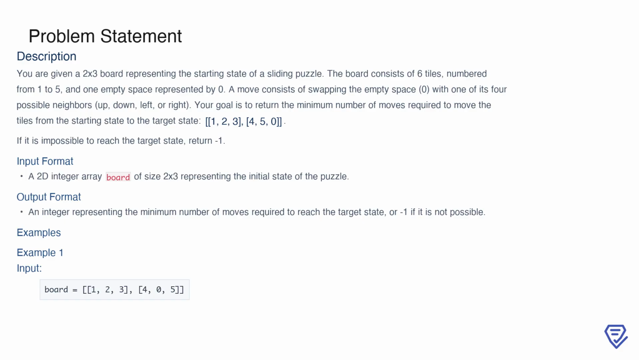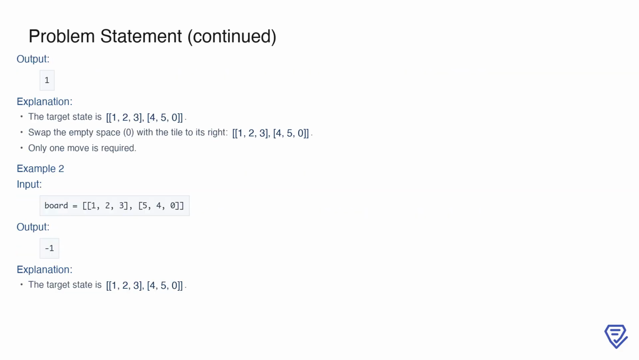The challenge is to determine the minimum number of moves required to transform the given starting state of the board into this target configuration. If it's not possible to reach the target state, we need to return -1. The input for this problem is a 2D integer array representing the initial state of the puzzle, and the output is an integer indicating the minimum number of moves or -1 if the target state cannot be achieved. To better understand the problem, let's look at some examples.